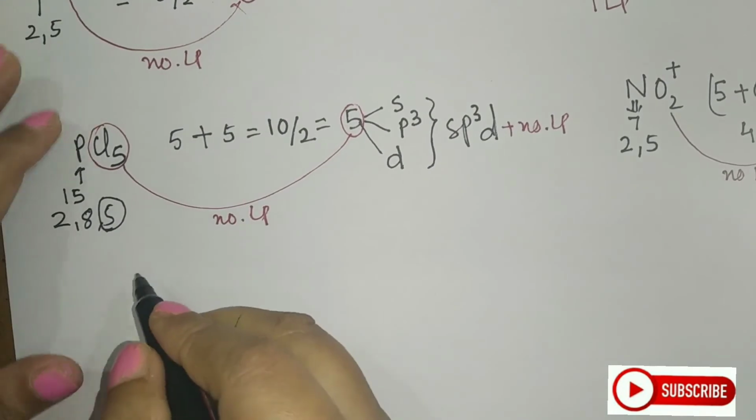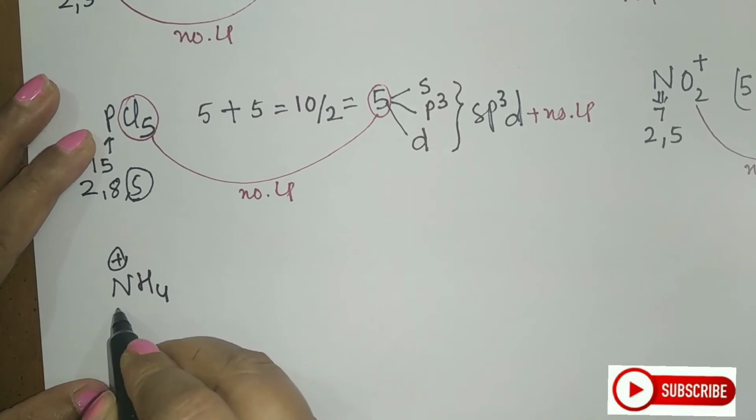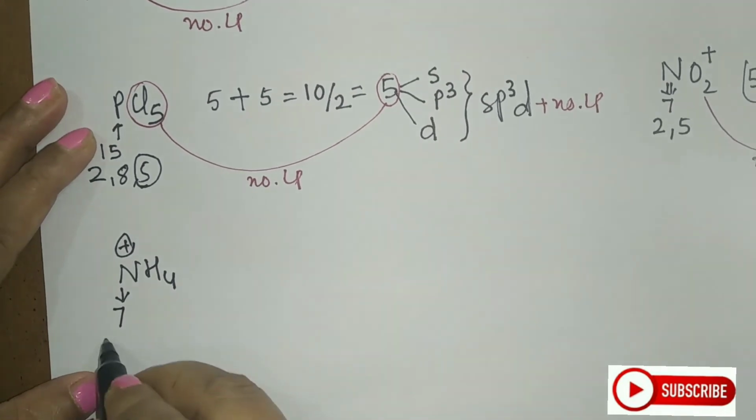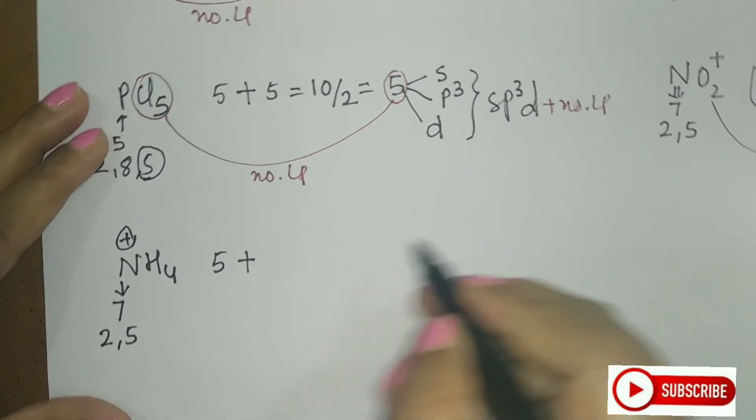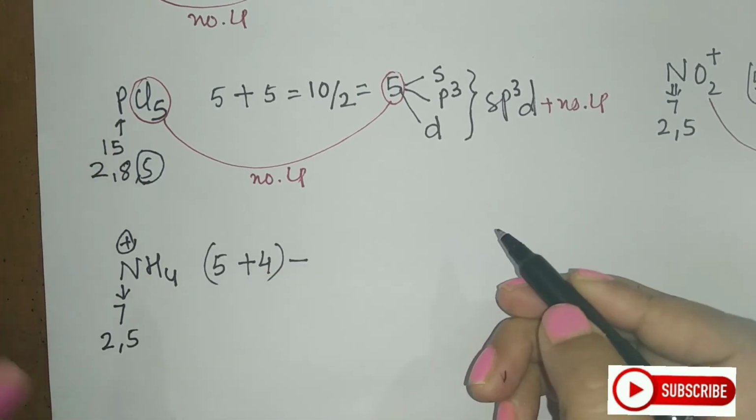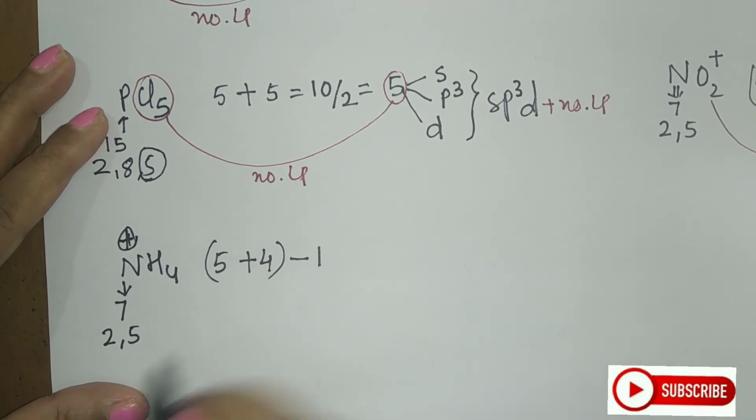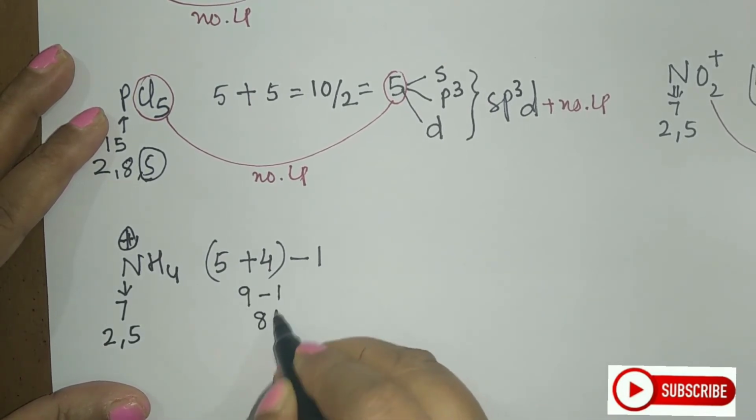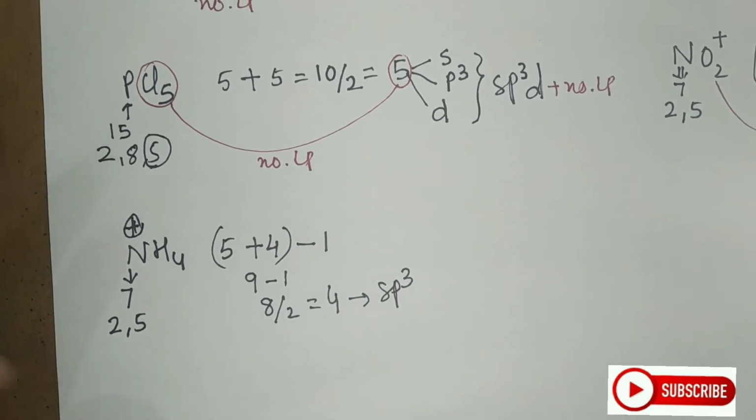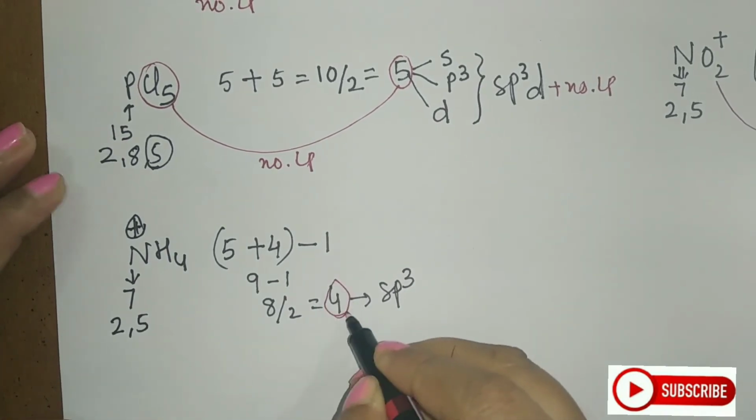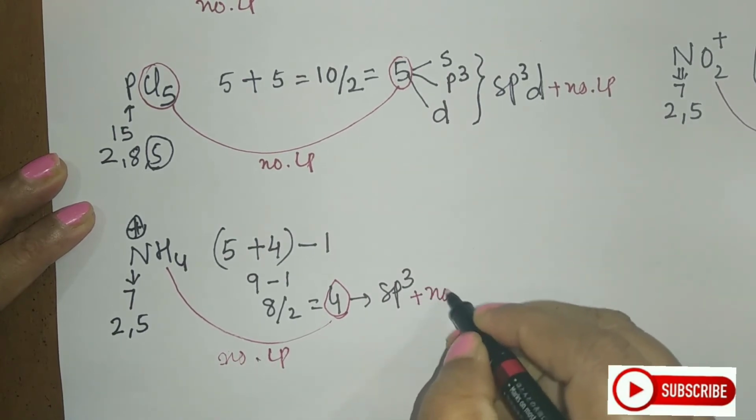Now let us move on to the ammonium ion. So it is NH4 plus. Again here nitrogen atomic number is 7, electronic configuration 2 and 5. So I will take 5 plus monovalent 4 atoms. So I will add this 4, minus the positive charge the molecule is carrying, so I'll subtract 1. So this will be 9 minus 1, 8 by 2, I'll get 4, means it will undergo sp3 hybridization. Let us try for the lone pairs. If I check this 4 and this 4, so there is no lone pair in this molecule.